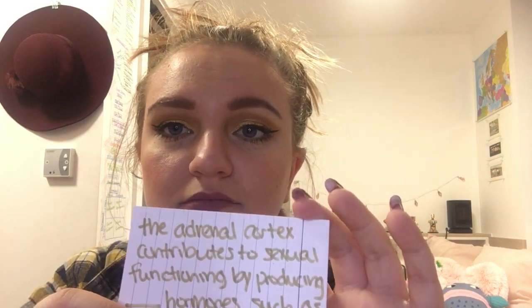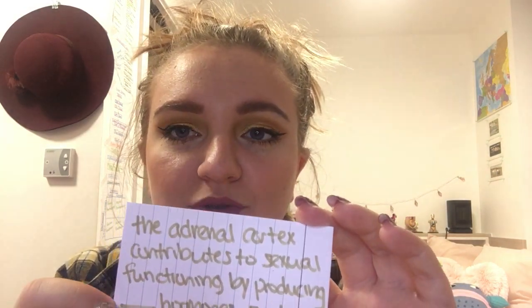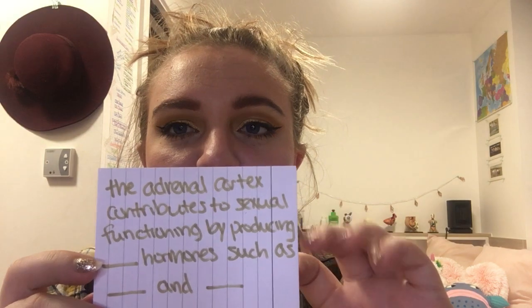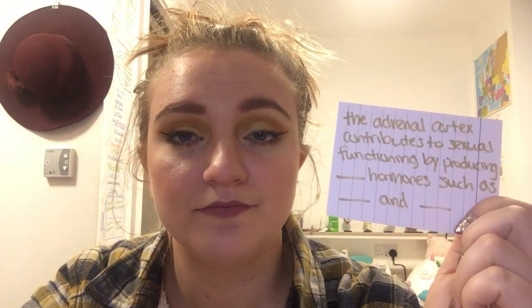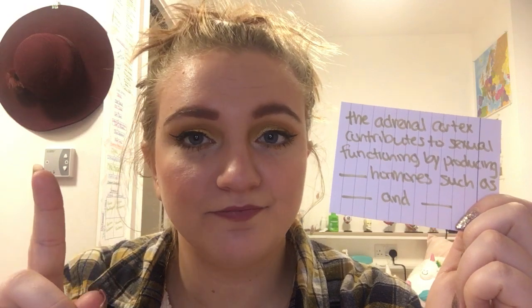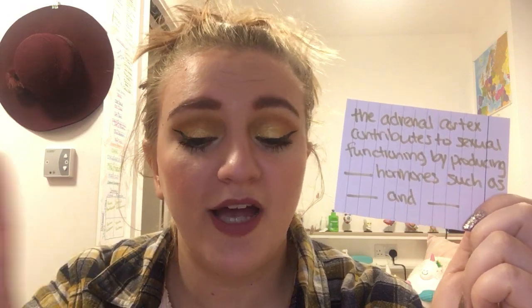The adrenal cortex contributes to sexual functioning by producing sex hormones, such as testosterone and estrogen. What do we make in the adrenal cortex? It's where we make sex hormones. What are the two sex hormones? Testosterone and estrogen. And then, of course, those also come from the gonads as well.